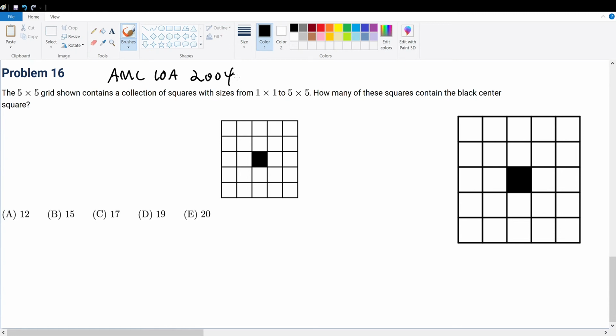AMC 2004, problem 16. The 5x5 grid shown contains a collection of squares with sizes 1 by 1 to 5 by 5. We're trying to find how many squares contain a black center square. Well, the easiest way to do this, in my opinion, will be constructive counting.